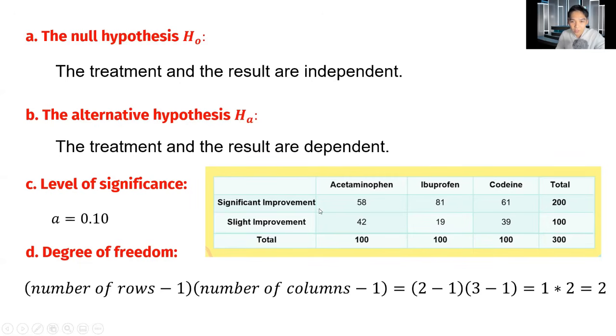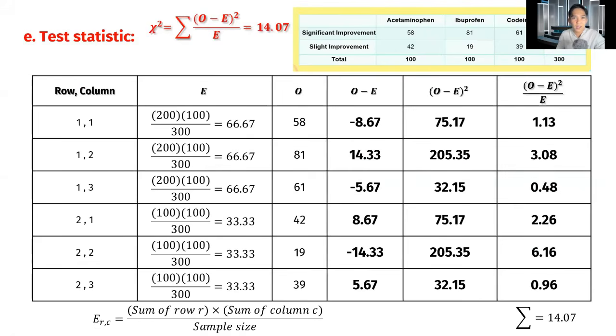How many rows do we have? We have 1 and 2. That's why we have 2 minus 1. And columns, 1, 2, 3. That's why we have 3 minus 1. So 2 minus 1 is 1 times 3 minus 1, 2. So we have 2. So our degrees of freedom is 2. From that, we can get our critical value. But first, let's get our chi-square.